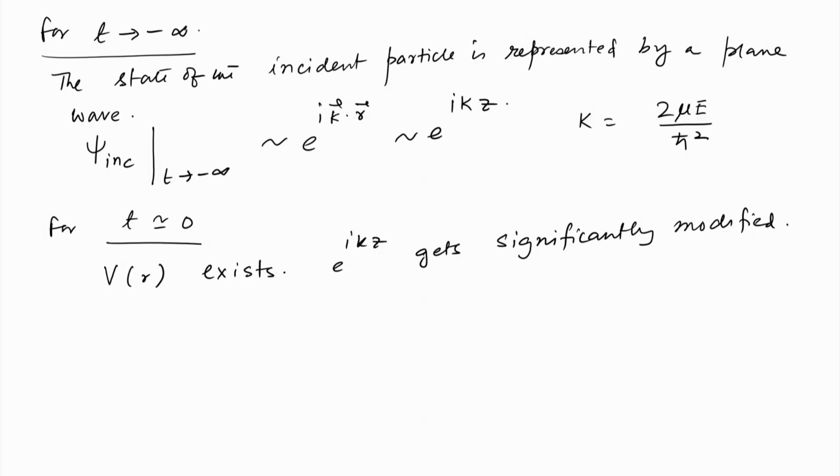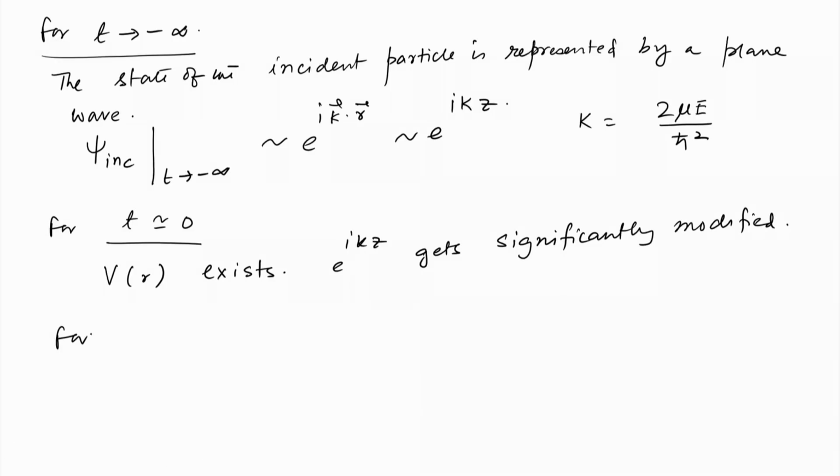How it gets modified is very difficult to figure out, because then one has to exactly solve the Schrodinger equation corresponding to a given potential. Now, the problem with solving that is that the V(r) could be very complicated, in which case a closed solution of the Schrodinger equation may not exist. But that does not impede us to write down that for t going to plus infinity, the particle has gotten scattered from the target and has reached the detector.